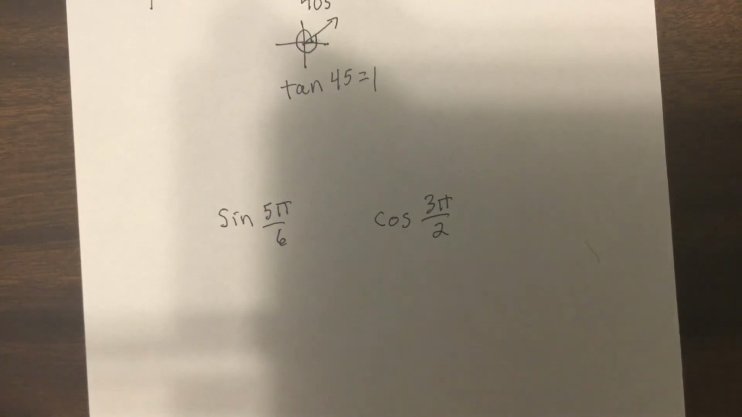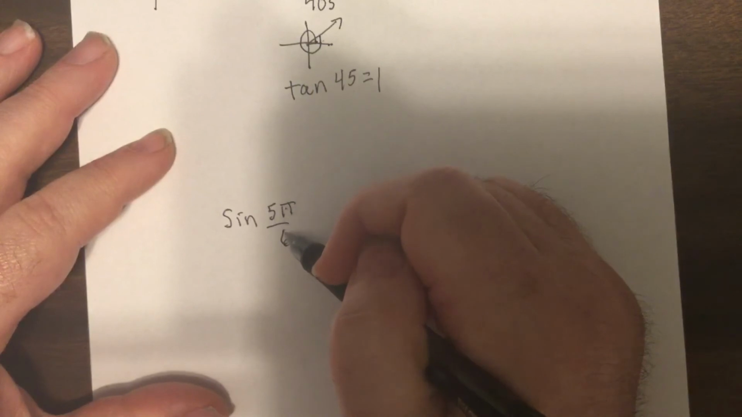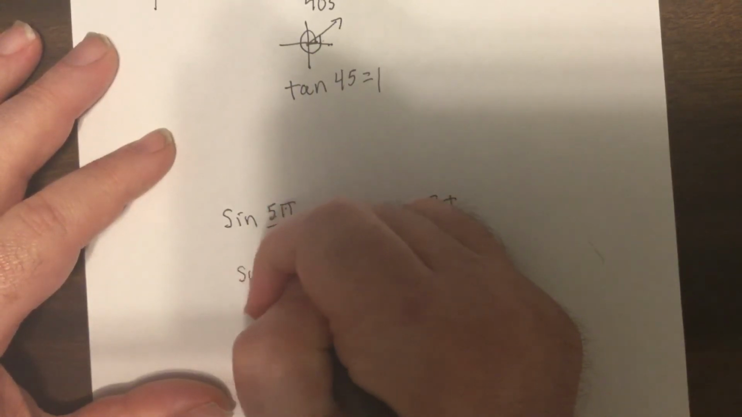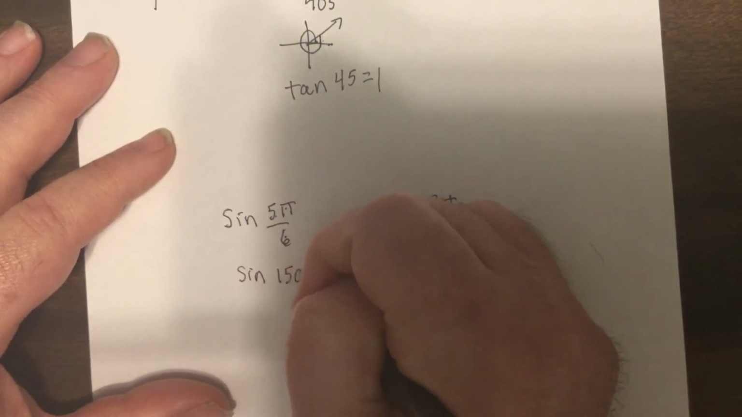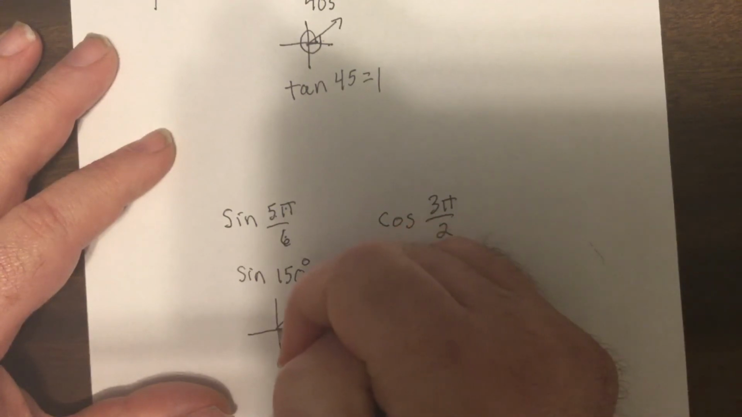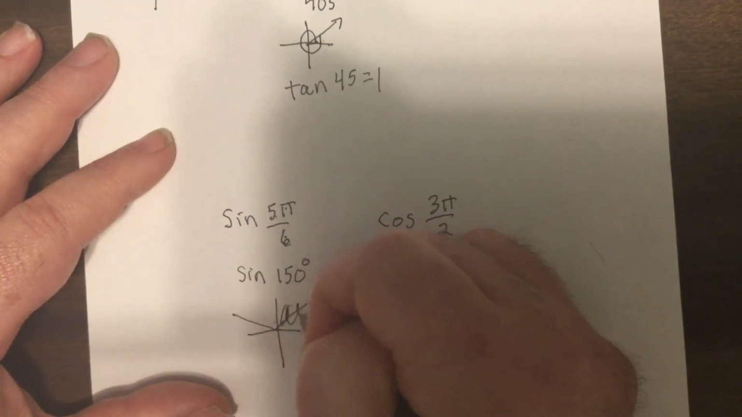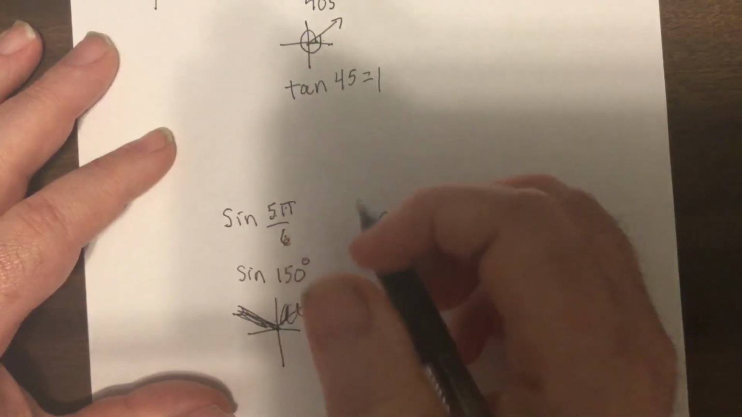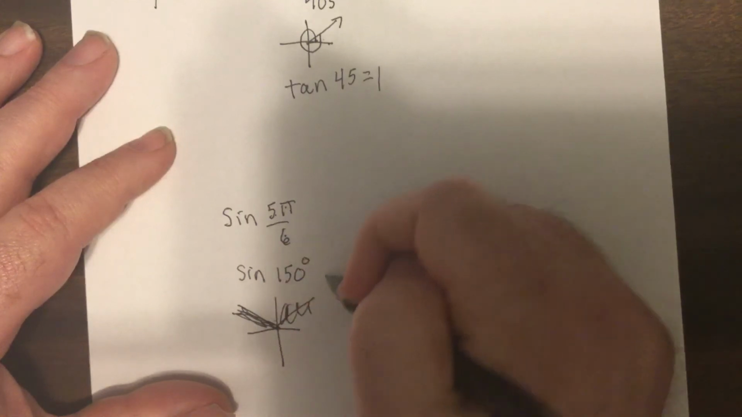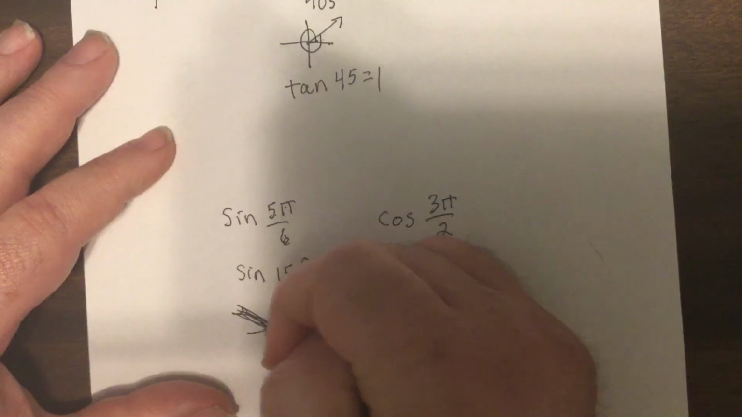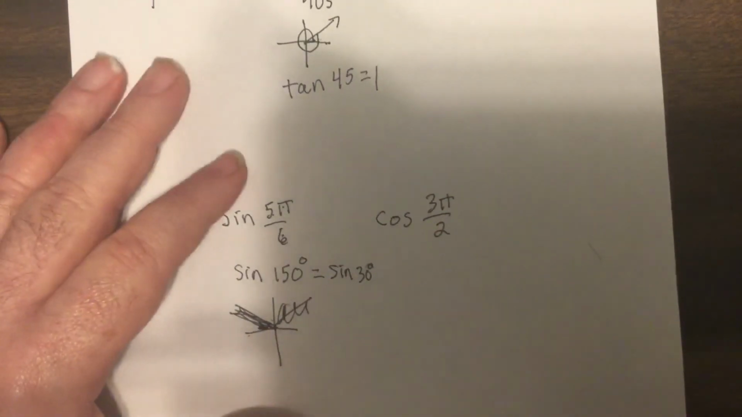So 180 divided by 6 is 30, times 5 is 150. It's in the second quadrant. Sine is positive in the second quadrant. The reference angle is 30 degrees. It's the angle made with the closest x-axis and the terminal side.